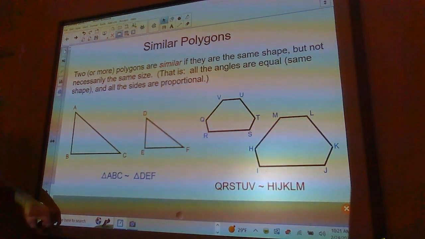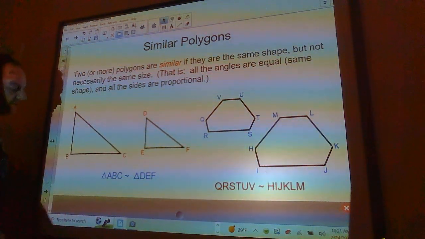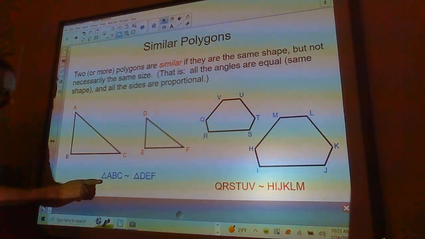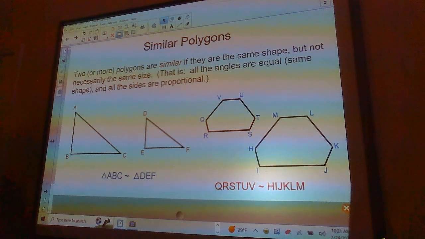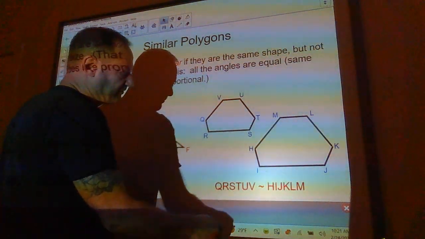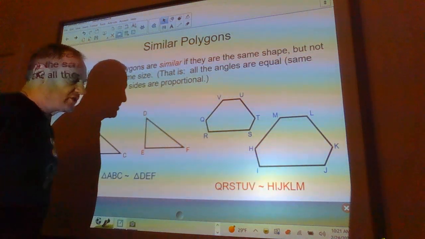Here we have two triangles. The statement here is triangle ABC is similar to triangle DEF. This is a similar to sign. Here we have QRSTUV, a hexagon, is similar to HIJKLM.